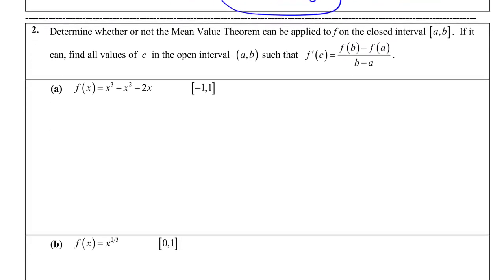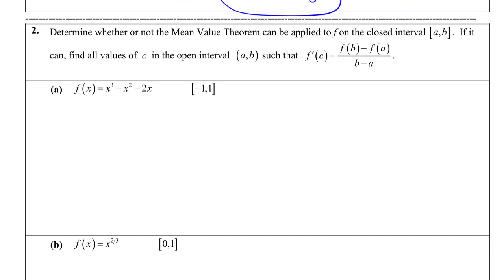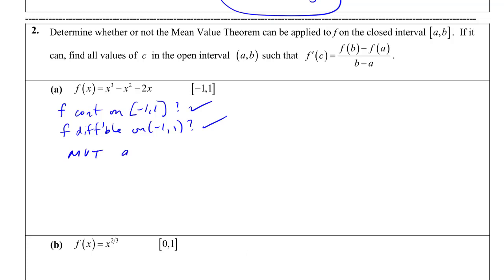Okay, so now let's go to a mean value theorem example. Here we just have to check that f is continuous on the closed interval and differentiable on the open interval. But again, since this is a nice polynomial, that's easy. So MVT applies.